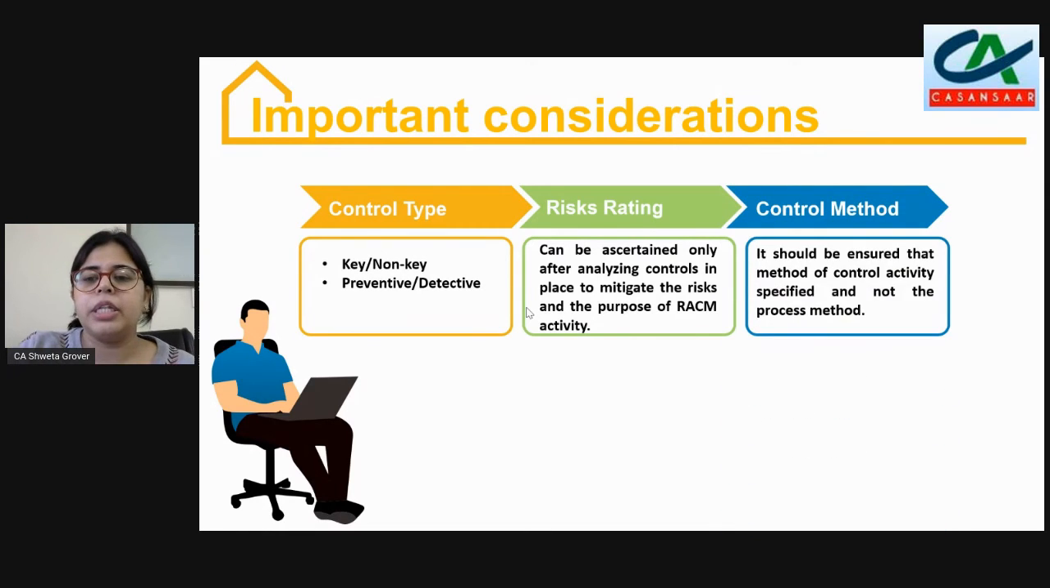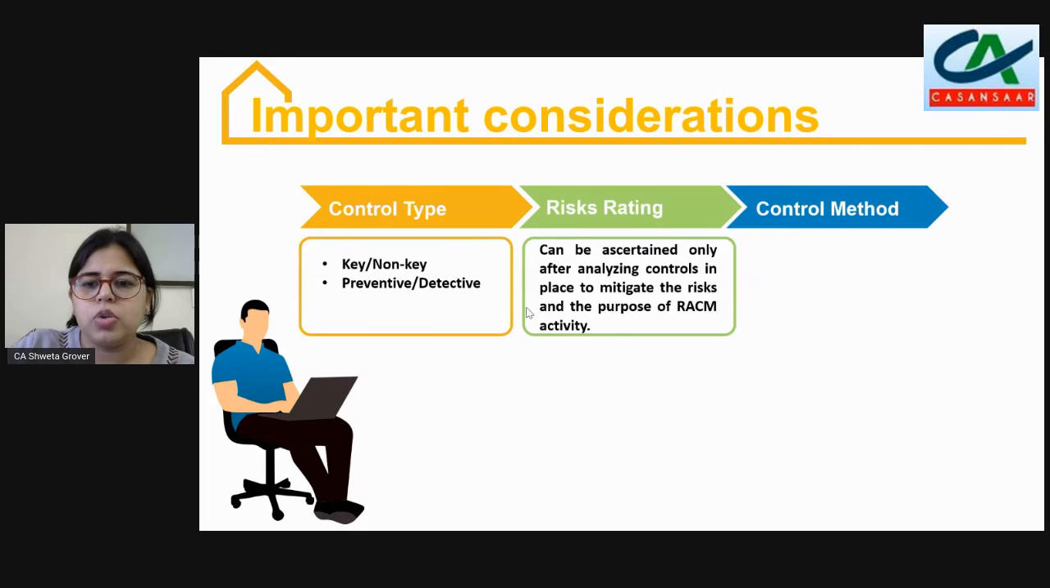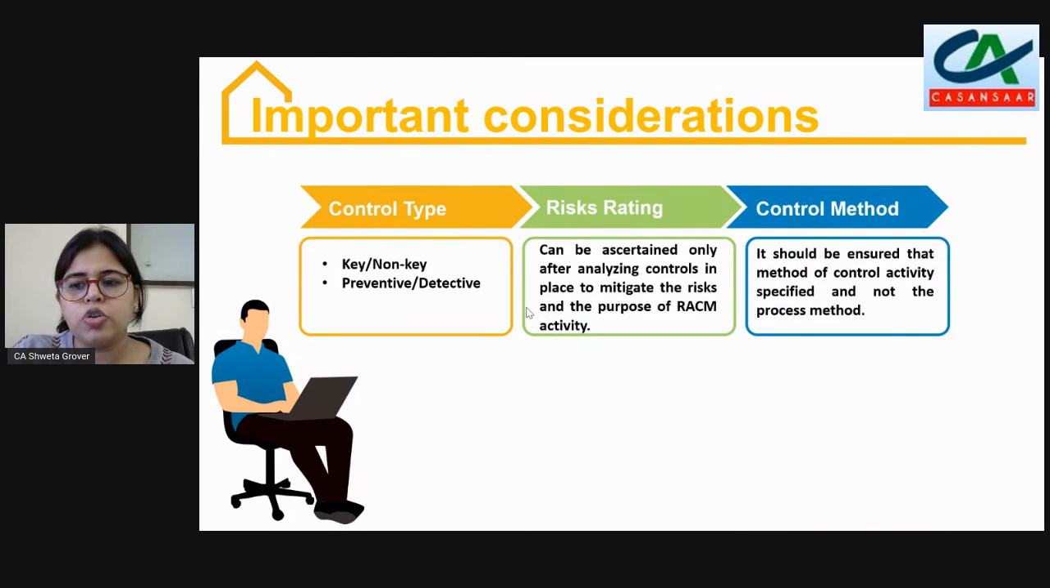Control method. Now, what is control method? Control method is how the control activity is being run in the organization, whether this is done physically, whether this is through any system or not. Is any software used for that particular control activity? This has to be mentioned in the control method. So it should be ensured that the method of the control activity is specified and not the process method. It's very important that we mention only the control method, not the process method.